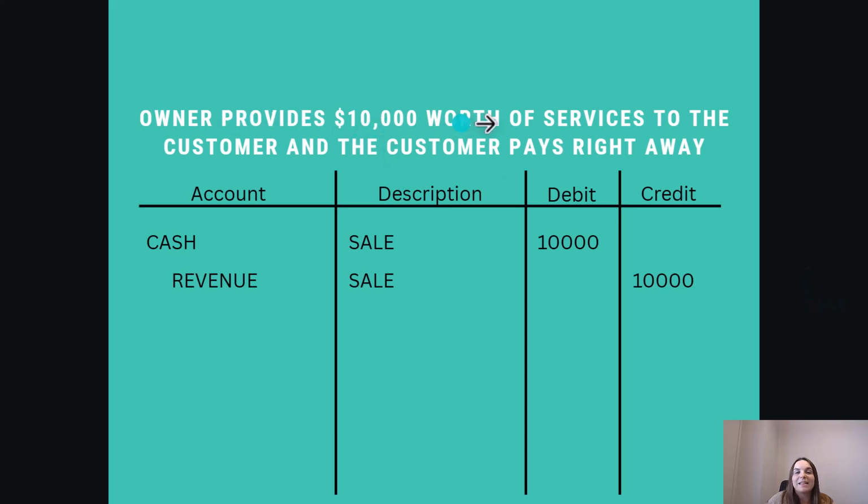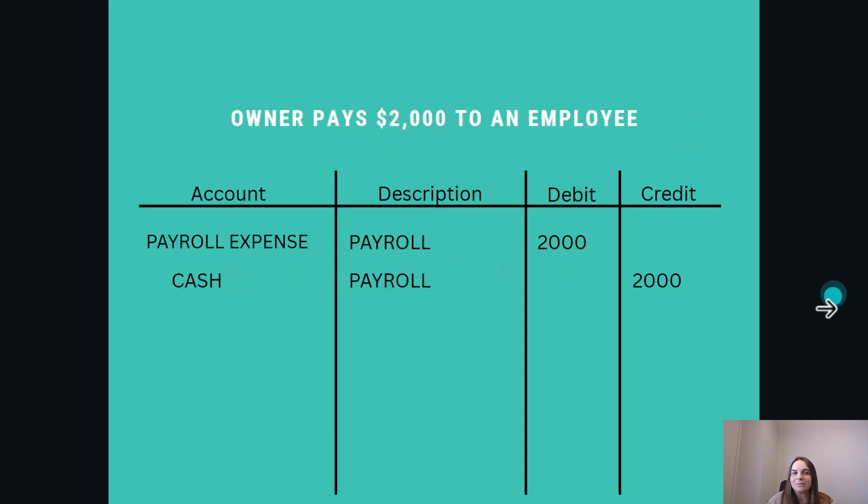The owner provides $10,000 worth of services to the customer and the customer pays right away. So we're going to increase cash, which has a debit balance, by debiting it for $10,000. And then we're going to increase revenue, which has a normal credit balance, by crediting it for $10,000. Our debits equal our credits and our accounting equation is still equal.